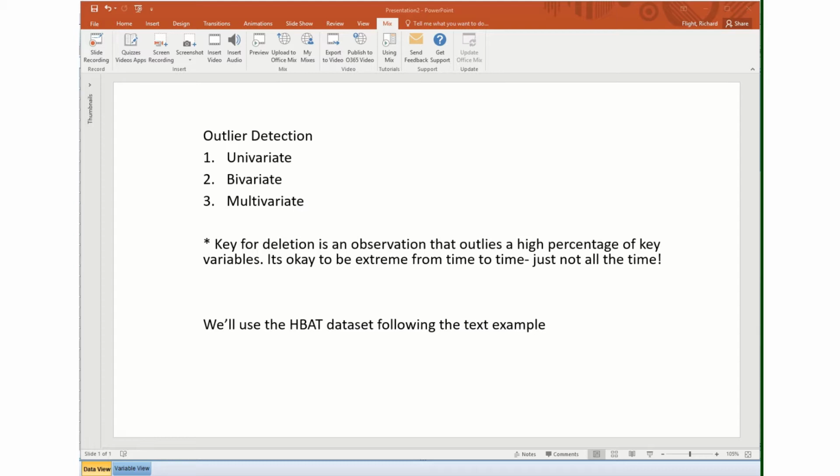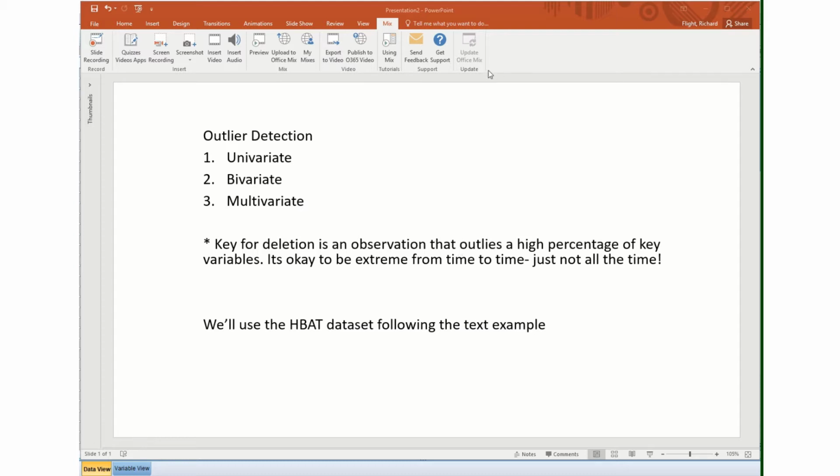Now, keep in mind that a lot of times we're very careful about wanting to not delete data or discard observations. If we collect the data properly, and if the survey is a good survey or the data protocol is followed correctly, then we have no real reason to think that the data is bad or that the observation is bad. So we have to have a lot of proof or evidence that it is before we decide to discard it. This illustration will use the HBAT data set.